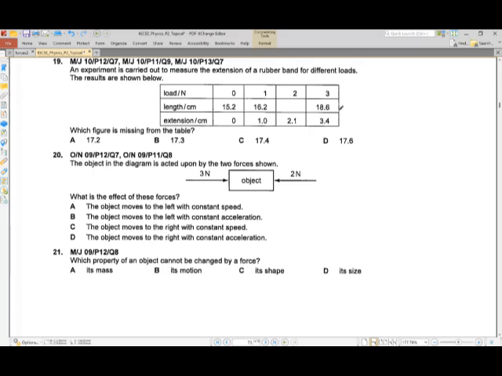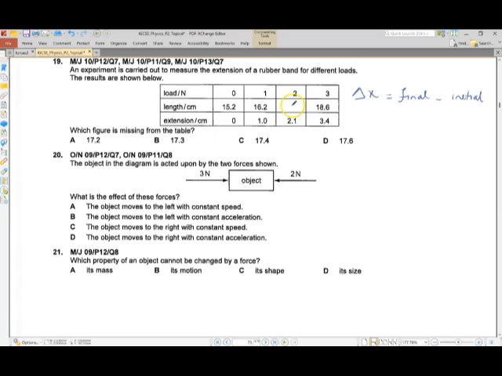An experiment is carried out to measure the extension of a rubber band for different loads. The results are shown. Okay, which figure is missing from the table? Okay, this is the load, this is the length, and this is the extension. Okay, we already know that extension is equal to the final increased length minus the initial unstretched length.